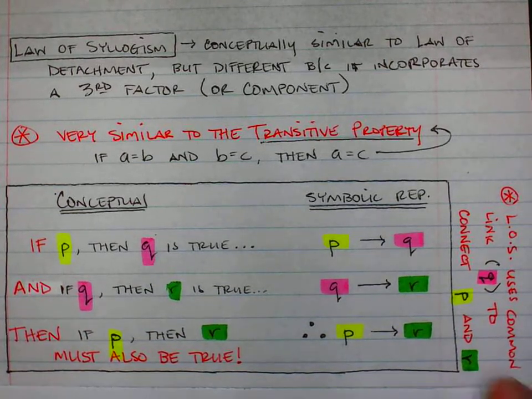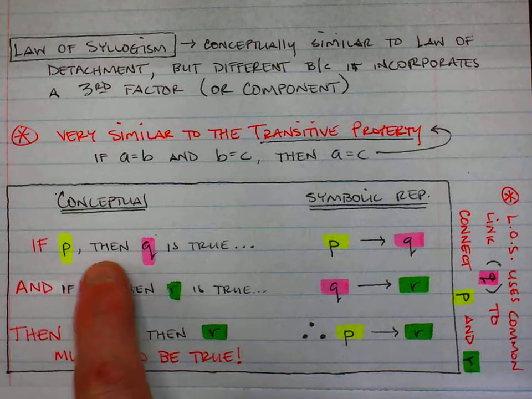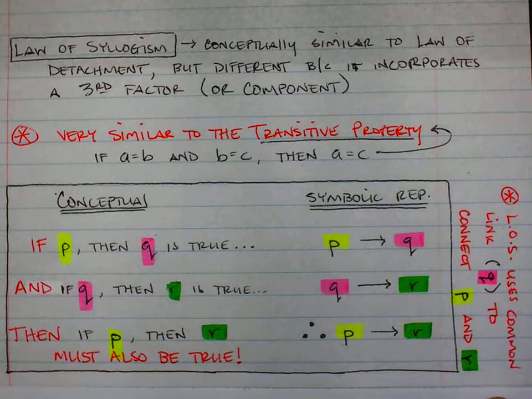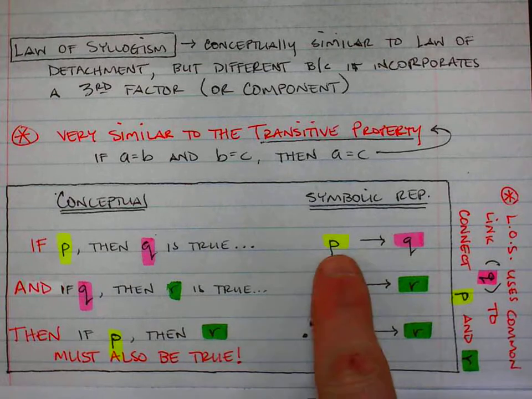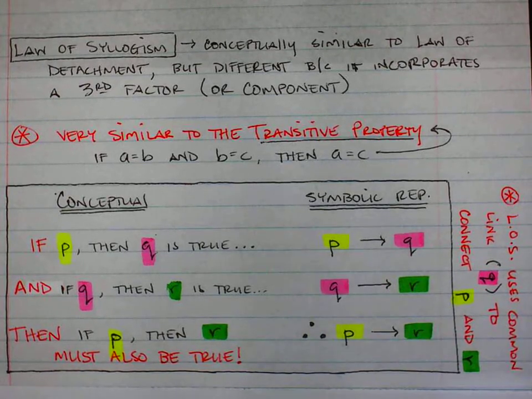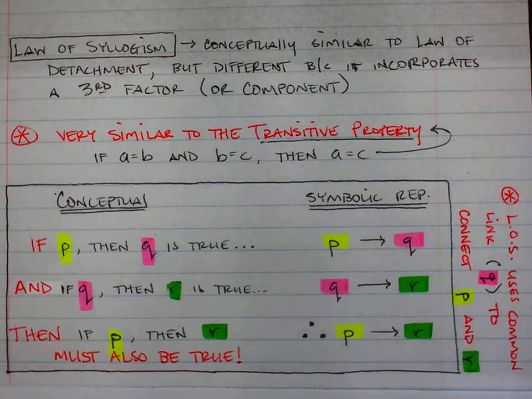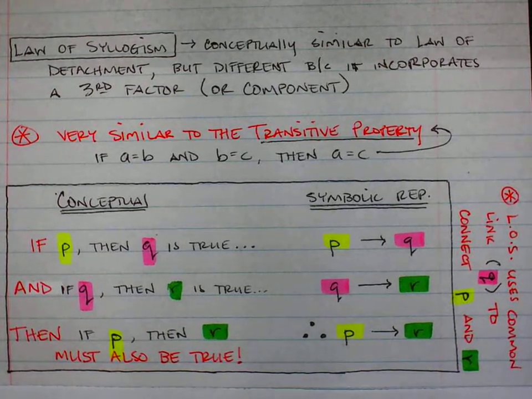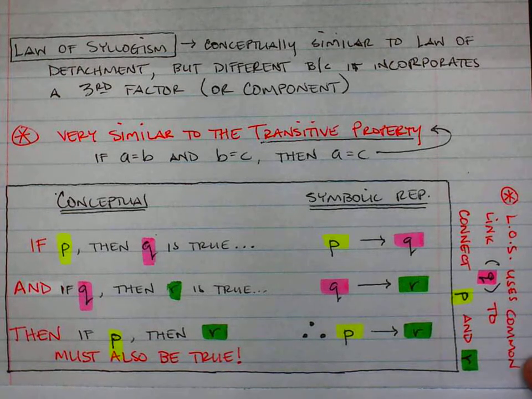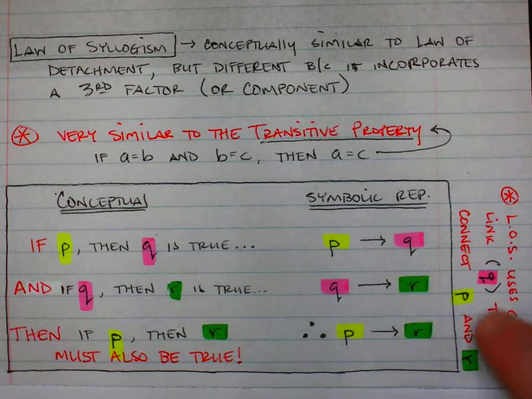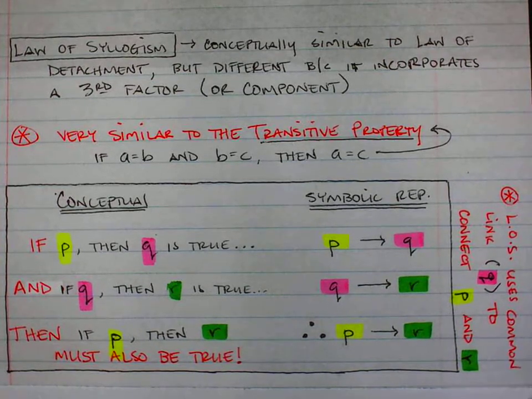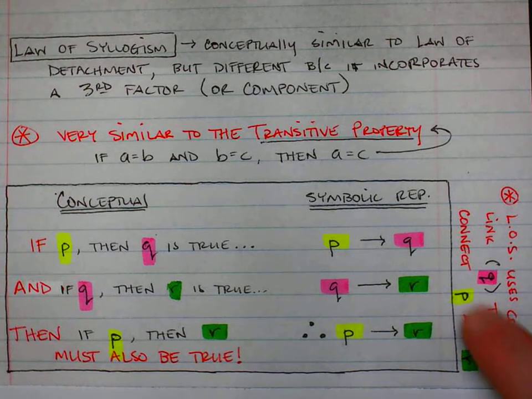Conceptually, for the syllogism, we would say if P is true, then Q is true, or if P, then Q. And our symbolic representation would be right over here. And if Q, then R is true, so Q, then R, and therefore P, then R. Basically, what we're doing in the law of syllogism is using a constant, in this case Q, to help us connect or form a link between P and R.